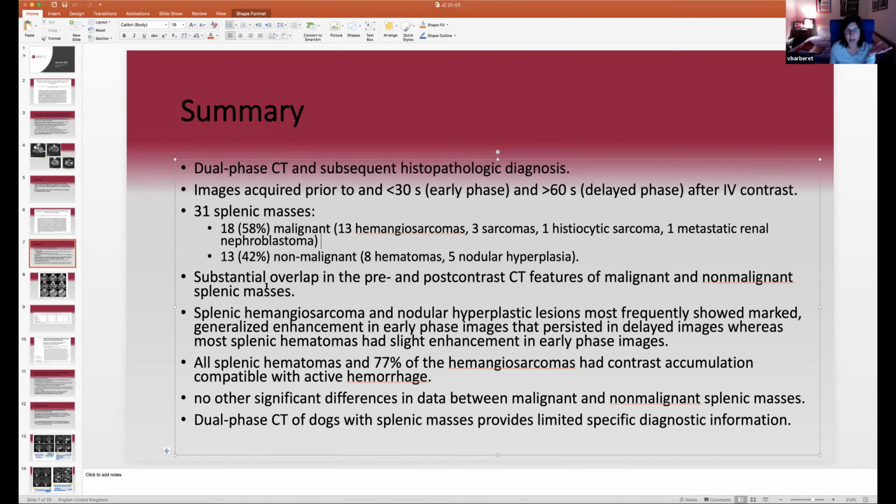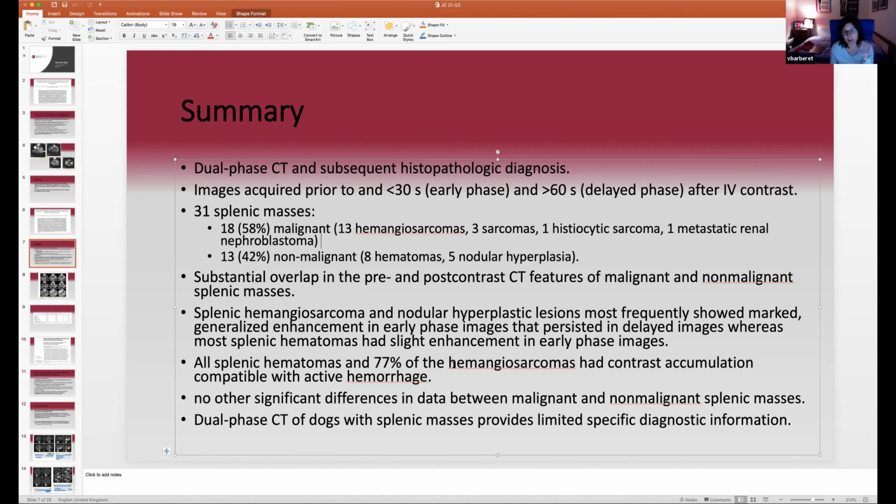In that case, however, they concluded a bit the other way around, that they had a lot of overlap between the findings for malignant and non-malignant splenic masses, and that they couldn't really use CT criteria to make a differentiation. So the splenic hemangiosarcoma and the nodular hyperplasia showed marked generalized enhancement in the early phase that persisted in the delayed phase, and the splenic hematoma would show some enhancement, but probably less.